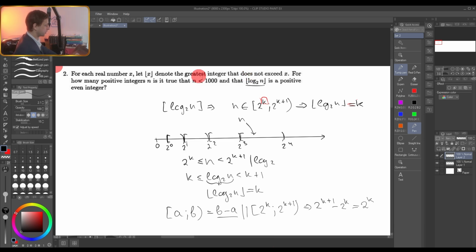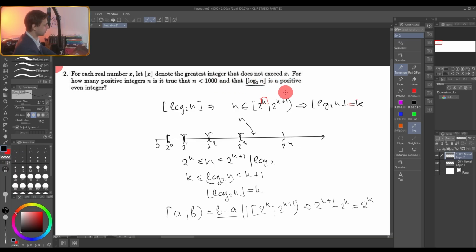What we have here, they first explain what the floor of x is, so thank you very much, and then they ask for how many positive integers n we have n less than 1000 and floor of log 2 n is a positive even integer.